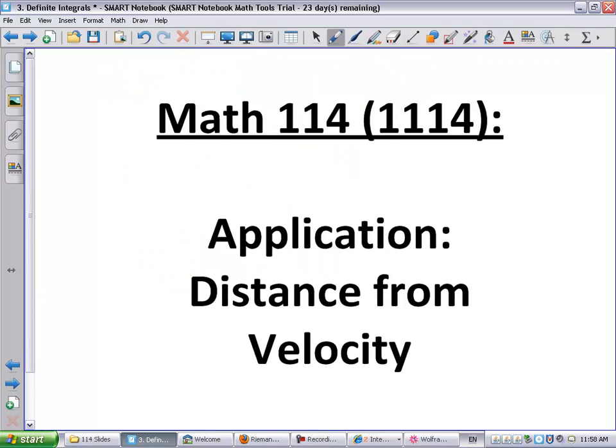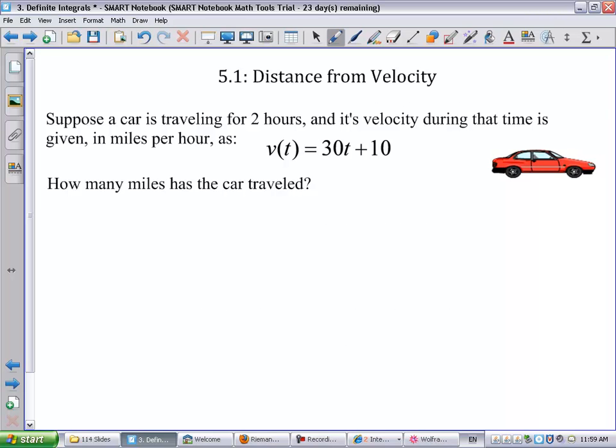All right, one last thing to talk about in this lecture, and that's one of these applications, the slice and slice up method. And that is if you're given velocity and you're trying to find distance. So suppose we had a car that's traveling for 2 hours, and its velocity during that time is given by the formula 30t plus 10. And we're asked how many miles the car has traveled.